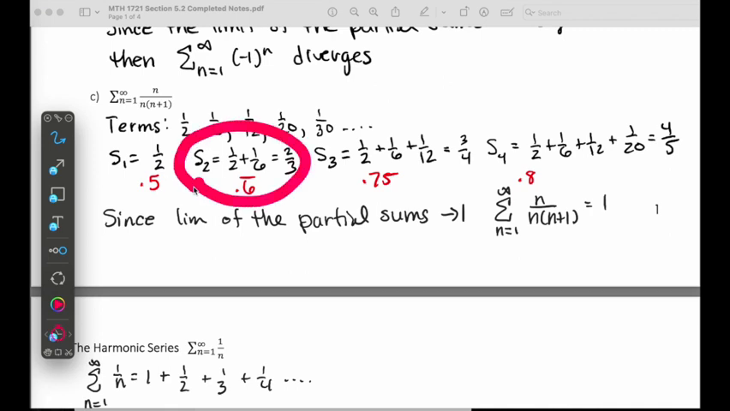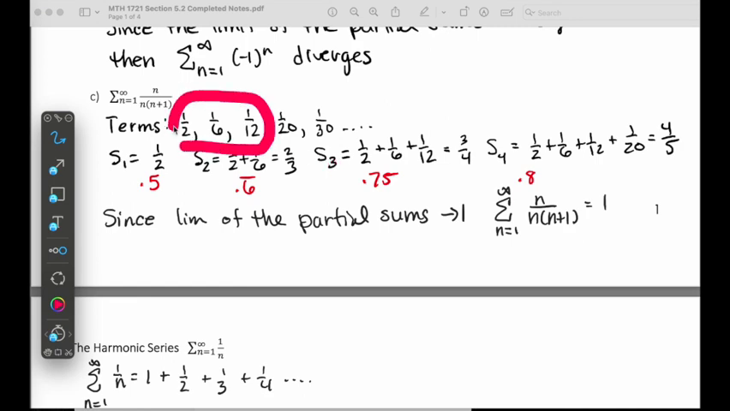Then S2 is the sum of the first two terms. So if I add 1/2 and 1/6, it gives me 2/3, which is 0.6 repeating. Then S3 means I add up the first three terms, and that gives me 3/4, which is 0.75. And then S4 gives me 4/5, which is 0.8. If you continue this pattern, you're going to see that the limit of the partial sums gets closer and closer to 1. So, since the limit of the partial sums approaches 1, we can say that the series is equal to 1.